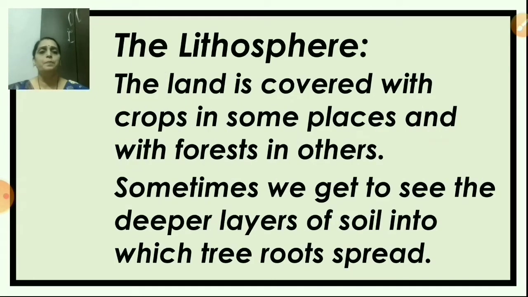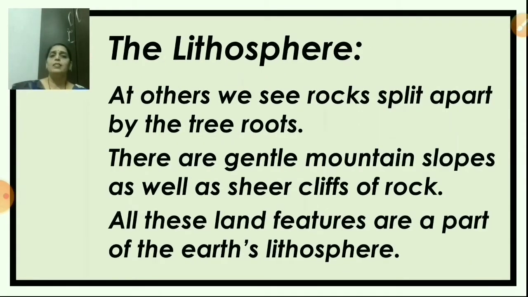Now the next, the land is covered with crops in some places and with forests in others. Sometimes we get to see the deeper layers of soil into which tree roots spread. At others we see rocks split apart by the tree roots. There are gentle mountain slopes as well as sheer cliffs of rock. All these land features are a part of Earth's lithosphere.